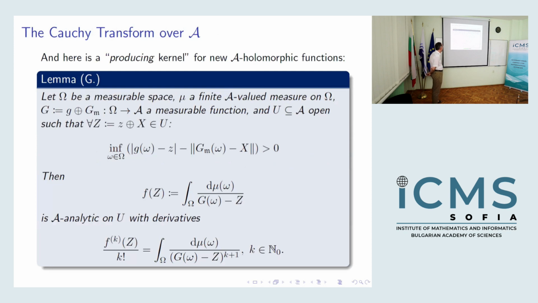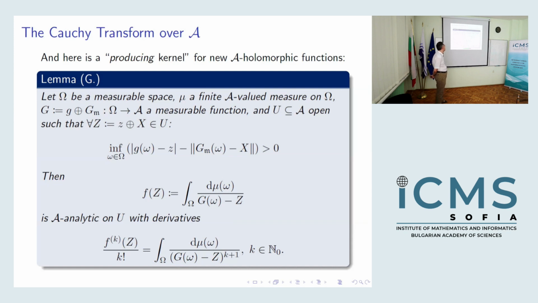And moreover, this integral formula allows us to establish a form of analyticity. So more generally, one can state a Cauchy transform for such algebras. So there's basically a producing kernel, not just a reproducing kernel, but a producing kernel to get new holomorphic functions. And how do we do this?